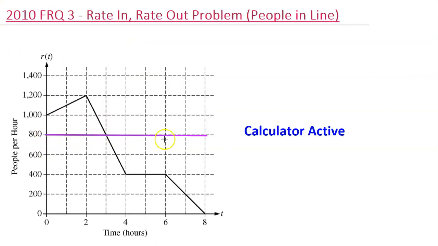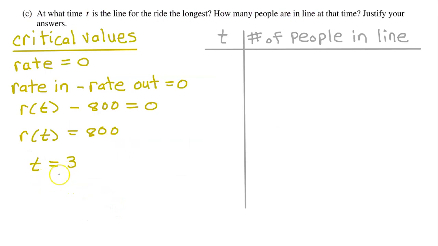This purple line represents the rate out. People leave the line at a constant rate of 800 people per hour. This line is a graph of r of t, the rate at which people enter the line. We can see that the rate in equals the rate out right here at a time of t equals 3 hours. This is our one critical value. So on the candidates test, we will find the number of people in line at this time.